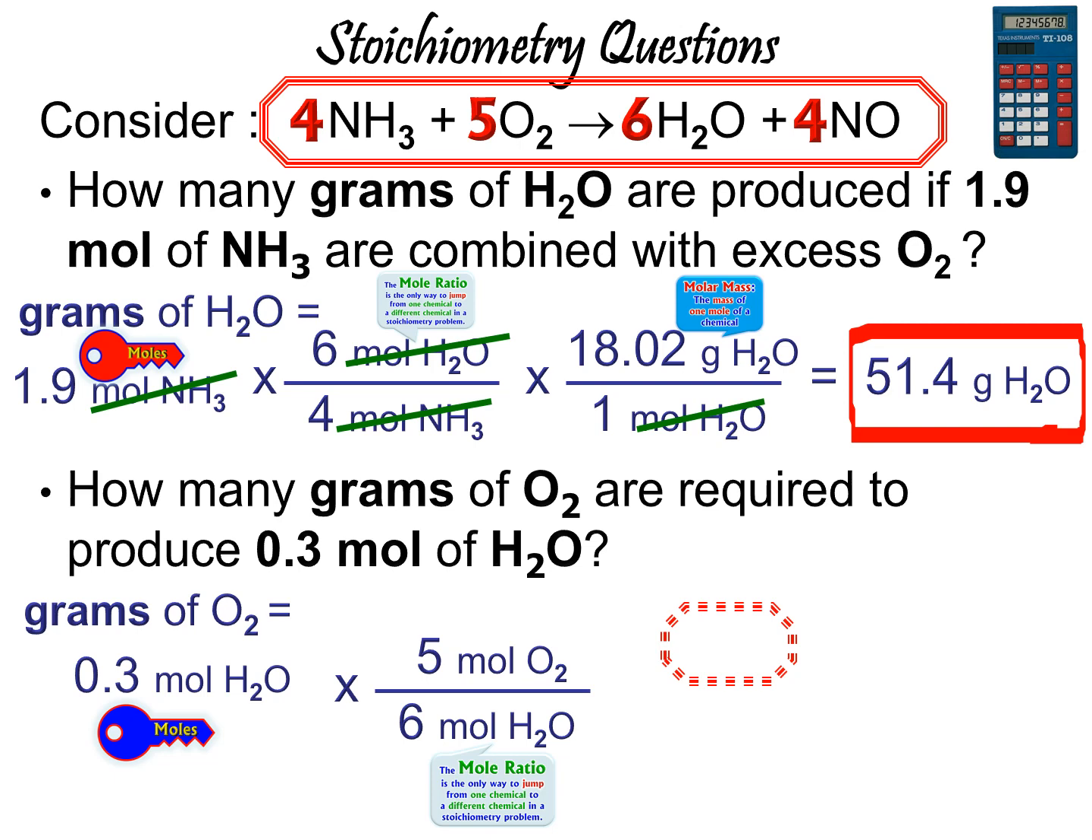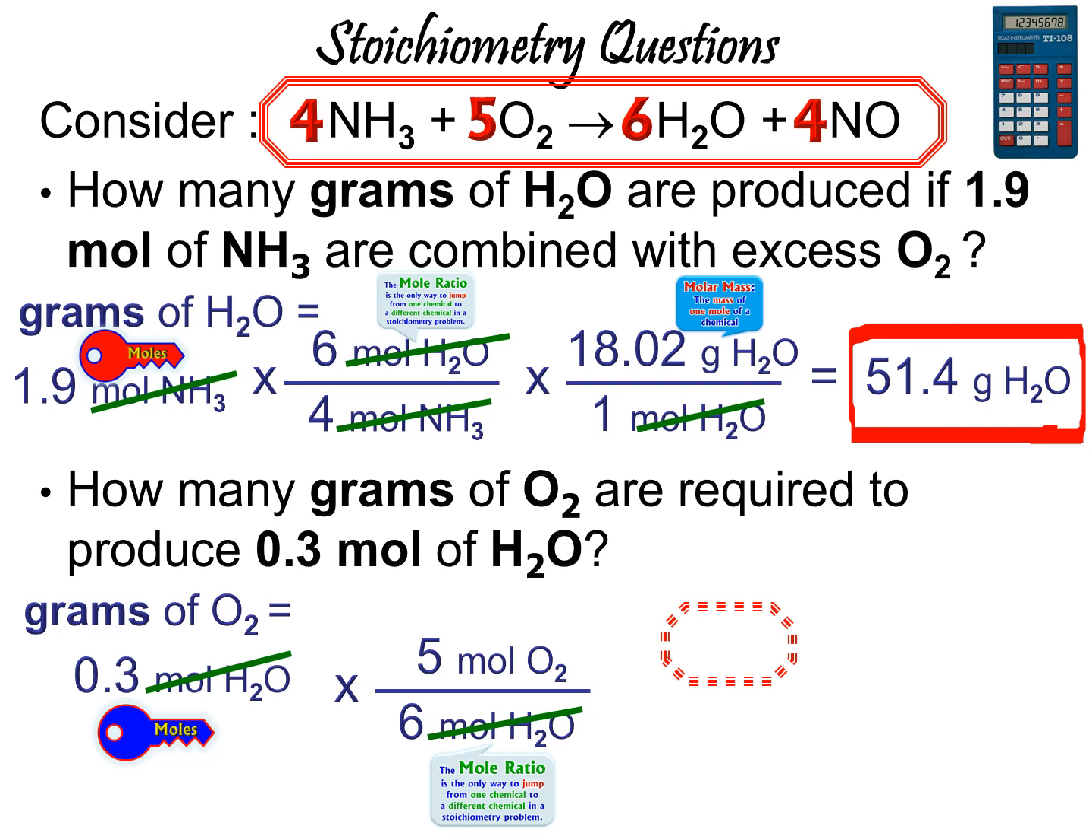Notice if I cancel units, all that we're left with is moles of oxygen. So now we have the moles of the chemical we want in our answer. The only problem is we have to get from moles to grams. So how do you get from moles to grams? Molar mass. What's the molar mass of oxygen? Is it 16.00 grams per mole?